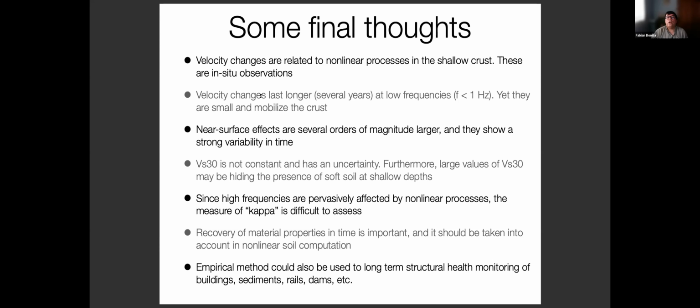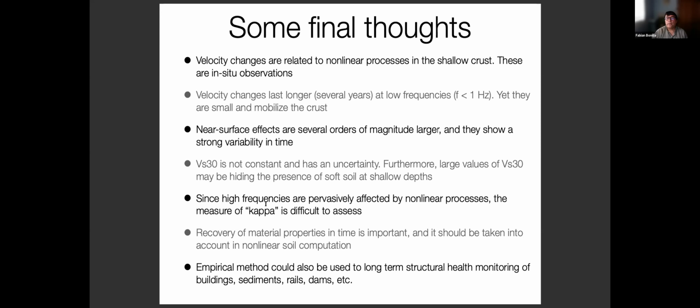The velocity changes last several years for frequencies below 1 Hz, and they mobilize the crust. However, they are relatively small for practical purposes in engineering practice. However, the near surface effects have large values of magnitude, and they have a strong variability in time. Something that I would like you to keep in mind is that BS30 is not constant and it has an uncertainty. And we also have to be careful about using only BS30 without knowing the soil column, because this might be hiding the presence of soft soil at shallow depths that might be prone to nonlinear effects.